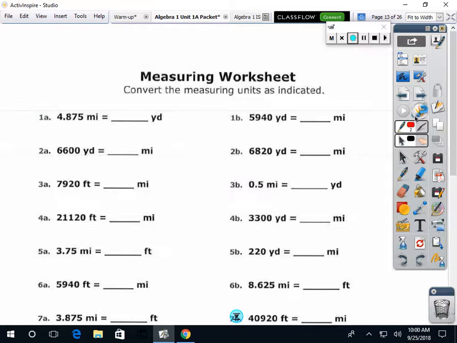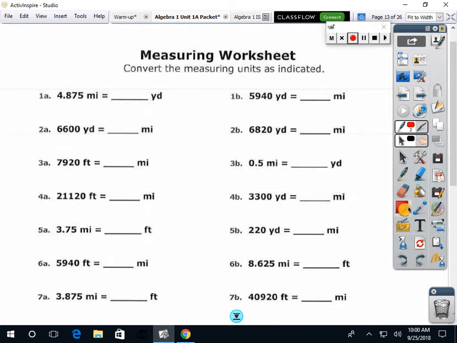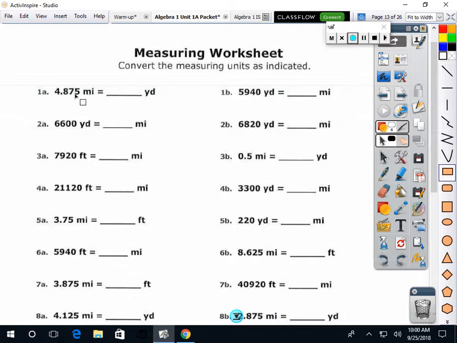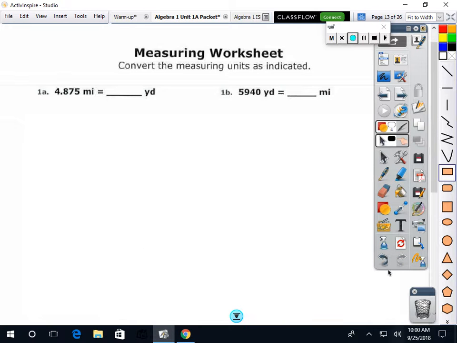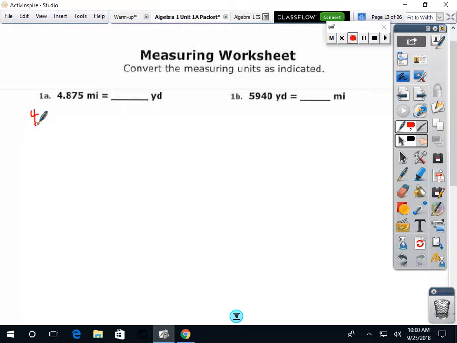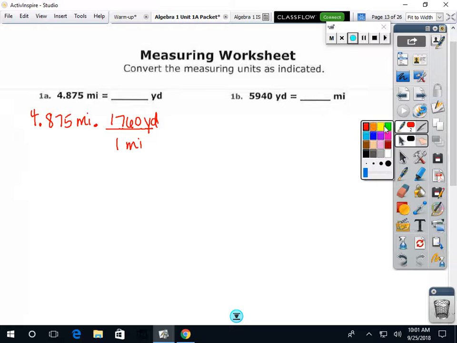All right, on this page, the only difference is that the questions have decimals in them, but you do everything the same. You'll still start your conversion chain with 4.875 miles, and we're trying to convert that into yards. Well, I know that 1 mile is what? Do we know anything about miles to yards? Right. Okay, it's not on your paper, but it is in your little flip book. And so now I'm done with the chain because I've made it to yards.